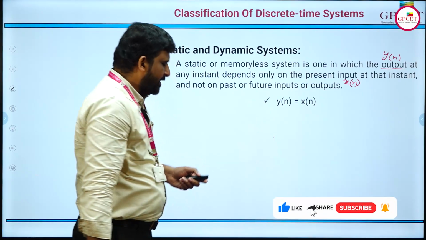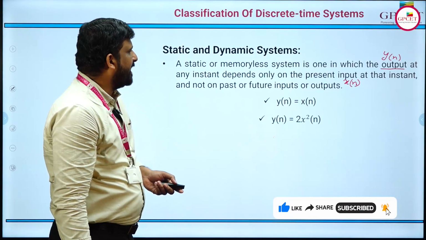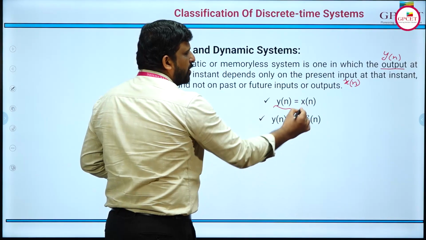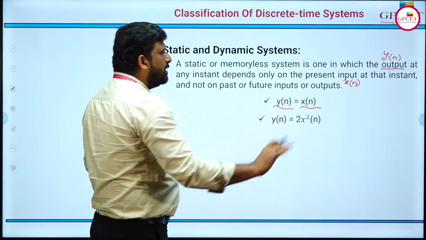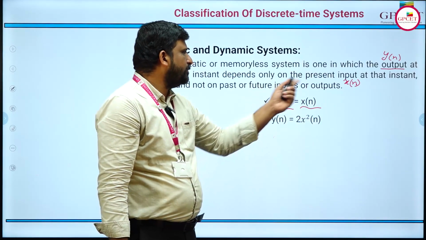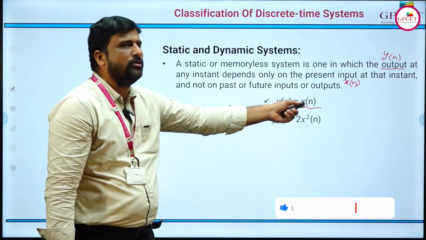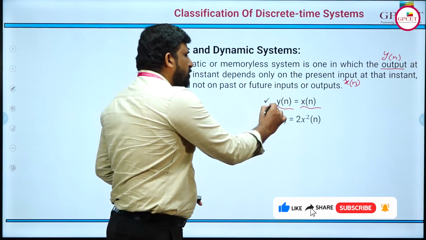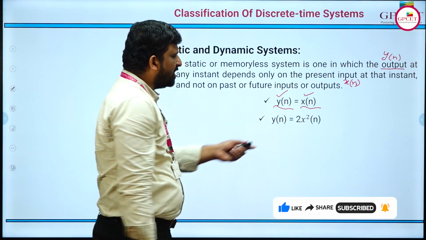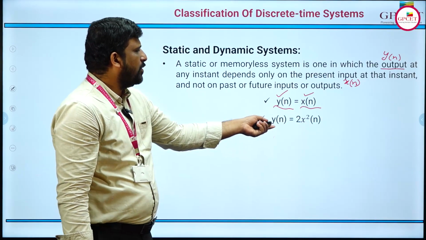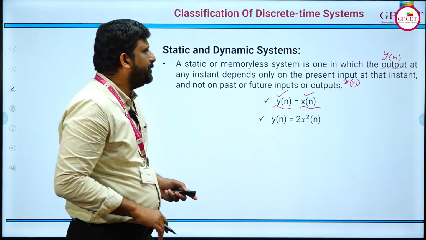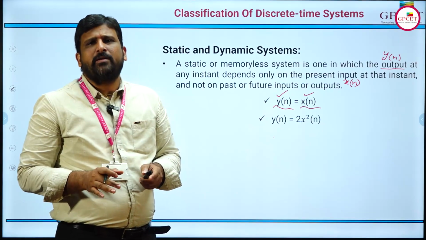Here you can see examples related to static and dynamic systems. You can see here the output y of n completely depends upon the input x of n, but not on past or future inputs or outputs. We can see here there are no future inputs, no future outputs, no past inputs and no past outputs. That means the output depends only upon the present input. One more example you can see here: y of n is equal to 2x squared of n. That means it is depending only on the present input. So that's why we are calling it static or memoryless.